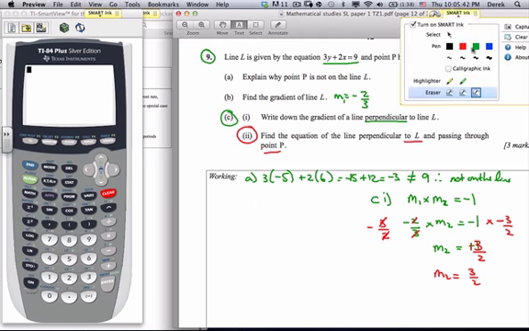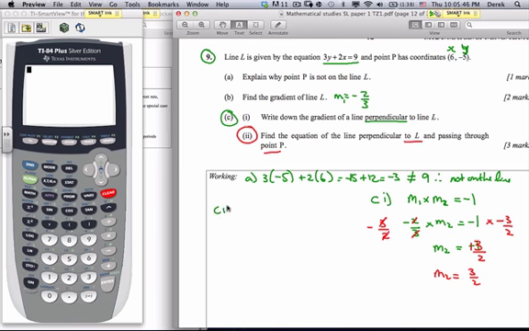So we know, this is for C2, that we have our equation as y is equal to mx plus c, and we know that our gradient is given by 3 over 2, so we're going to have y is equal to 3 over 2 x plus c. Now all I've got to do is find c, and I know that it passes through this point here, so I can put that point in.